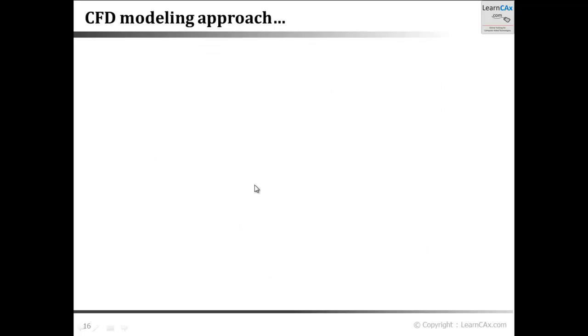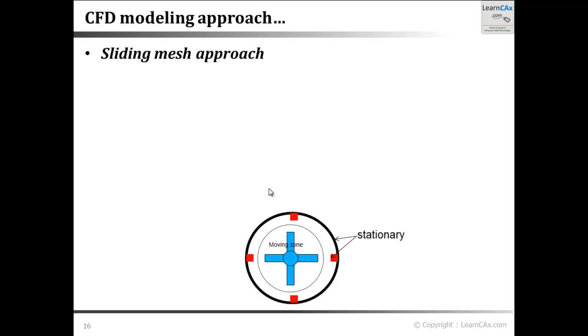A more complex approach than the multiple reference frame is the sliding mesh approach. It is also computationally extensive because mesh movement comes into the picture. We are taking the same particular problem where we have the inner blades which are moving. There is an inner zone which is called the moving zone, and the rest of the geometry is stationary. There are baffles present which are modeled as stationary components.